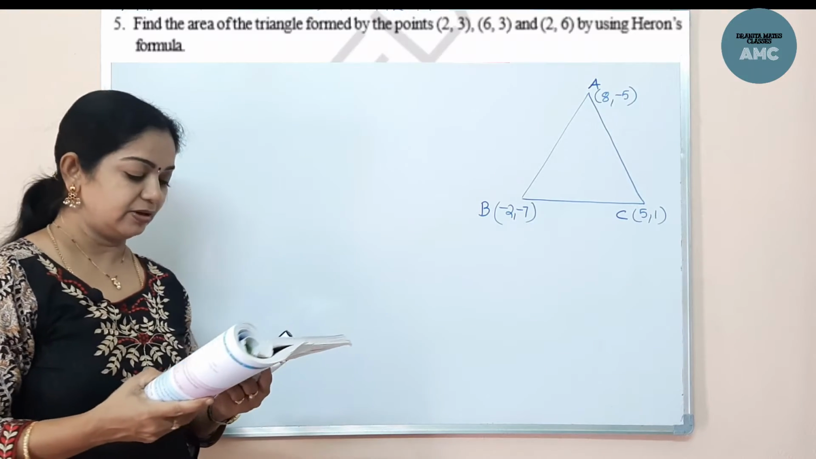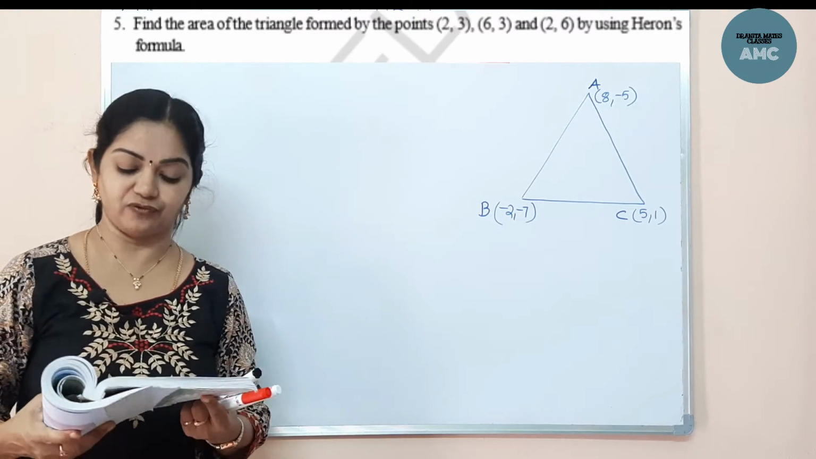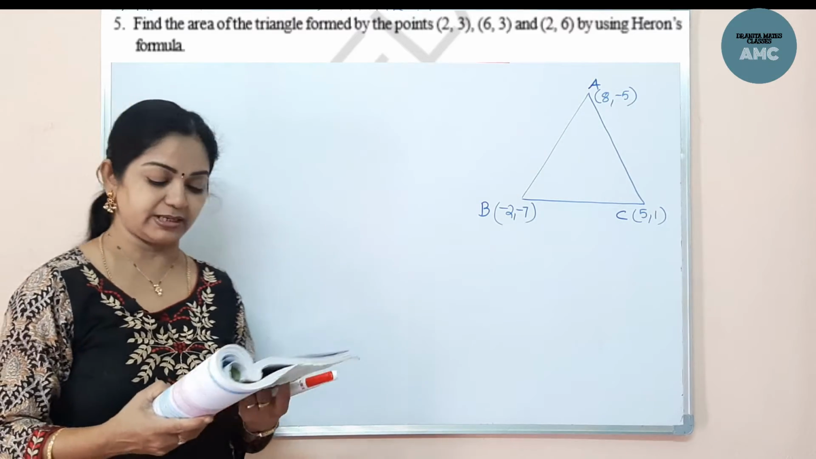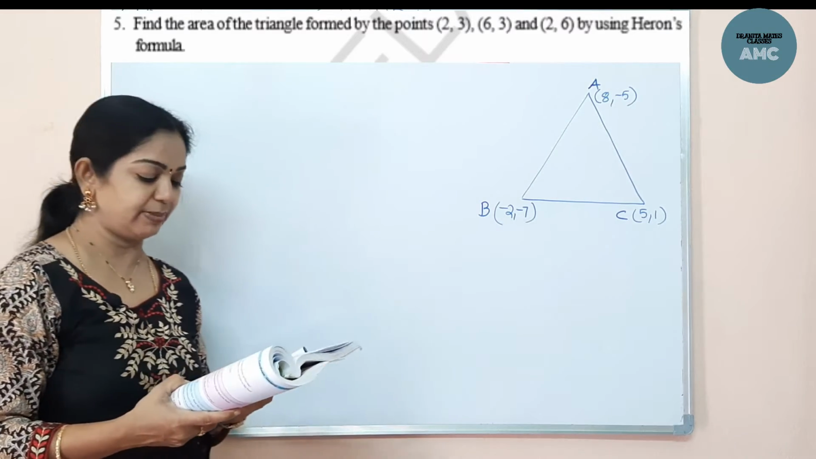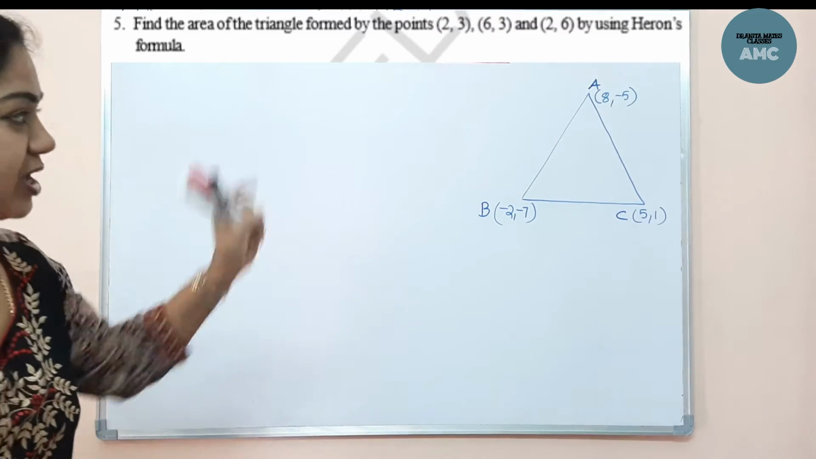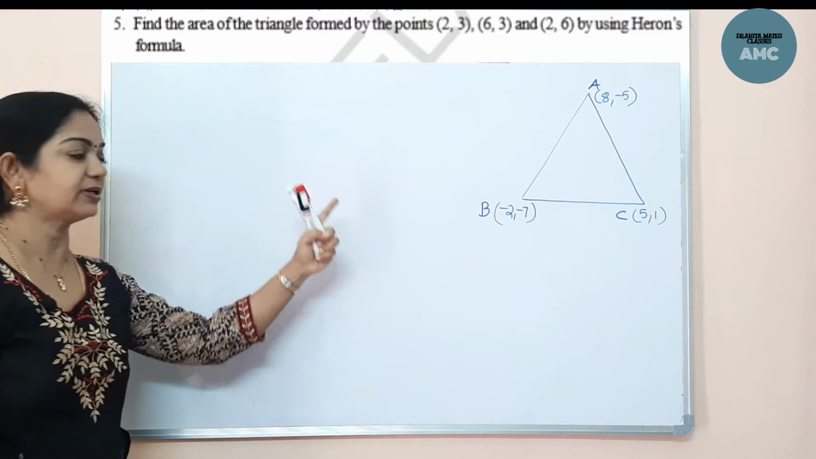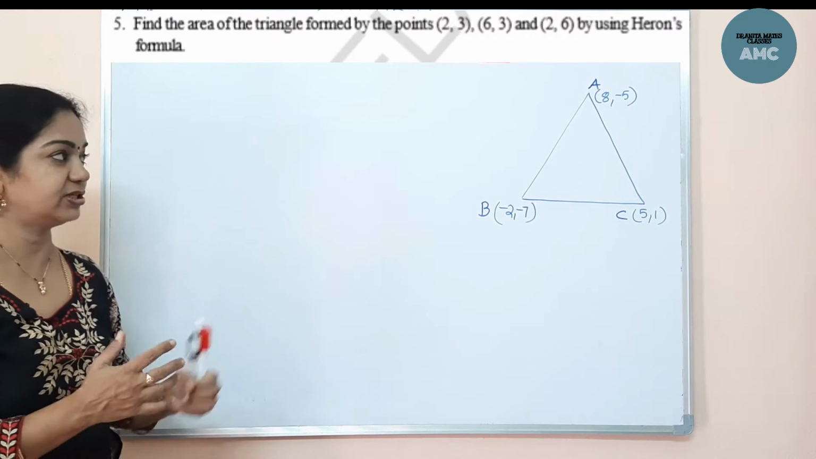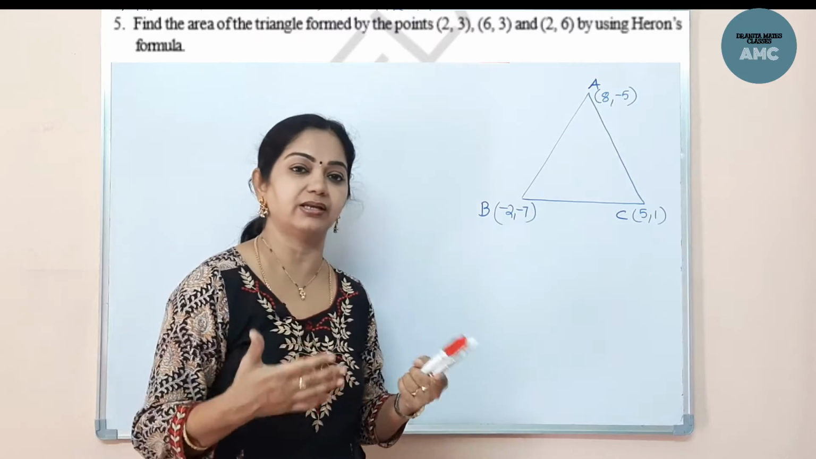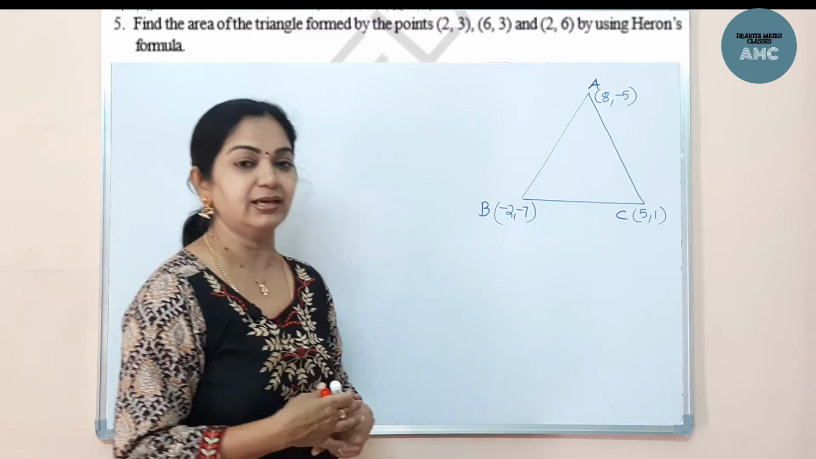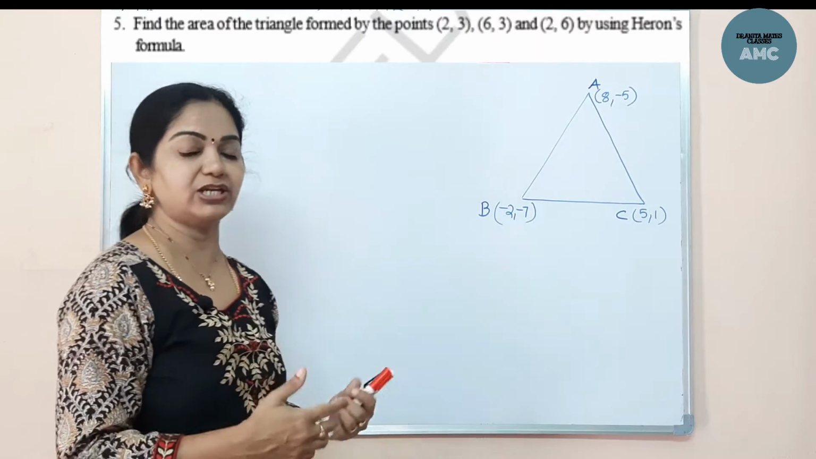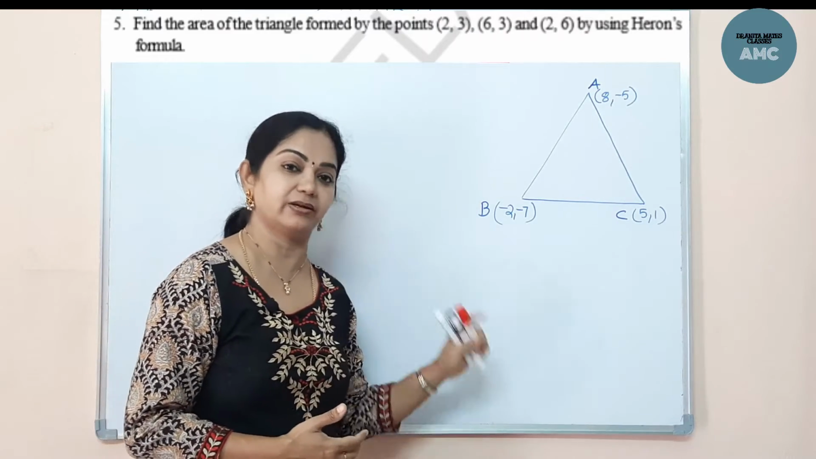Fifth problem. Find the area of a triangle formed by the points (8, minus 5), (minus 2, minus 7), (5, 1) by using Heron's formula. Now I have drawn the triangle and noted the 3 points, mentioned them as A, B and C. Now, whether the area of this triangle is possible or not, we will see, but by using Heron's formula only. If Heron's formula is mentioned, we have to go with Heron's formula only.